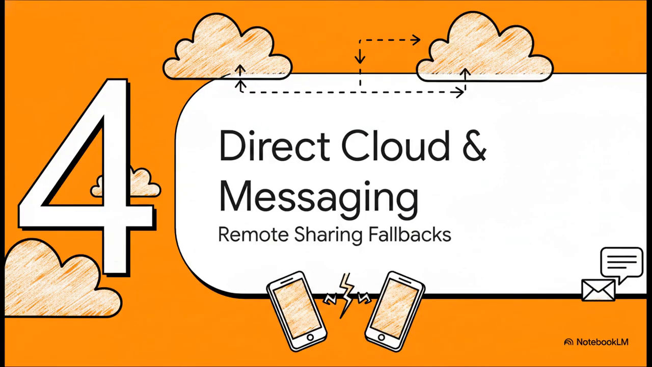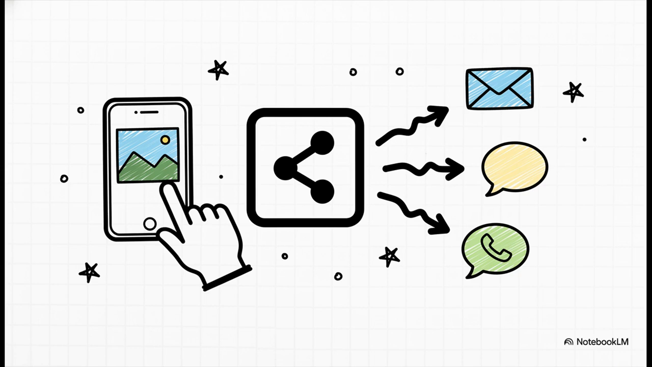All right, Section 4, direct cloud and messaging. But what do you do when you're miles apart? Or what if a sketchy public hotel Wi-Fi just won't let your devices see each other? The absolute easiest fallback is simply using your native text, email, or a service like WhatsApp. I think we sometimes forget how powerful the apps already built into our phones actually are.